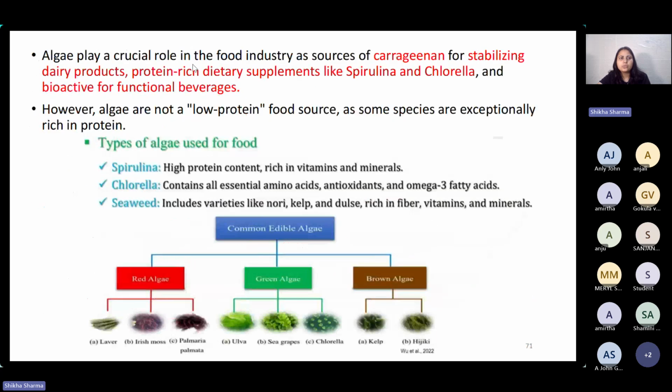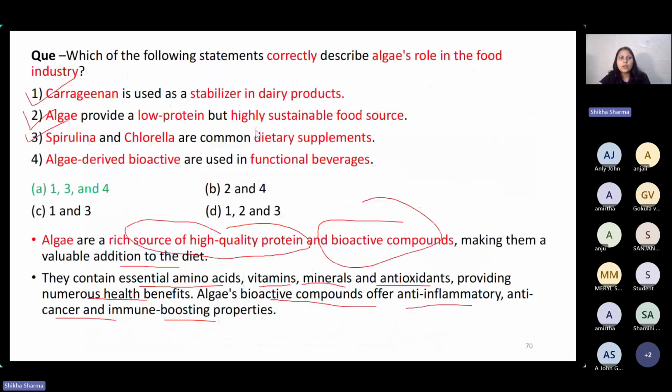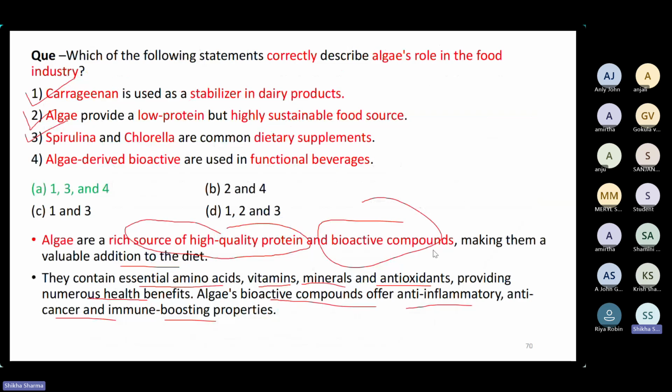So algae plays a crucial role in the food industry as a source of carrageenan for stabilizing dairy products, and protein dietary supplements like spirulina and chlorella, and it can also be used as a bioactive for functional beverages. So algae is not a low protein source, it is usually high protein, and exceptionally some varieties can have low protein, but most varieties will not.